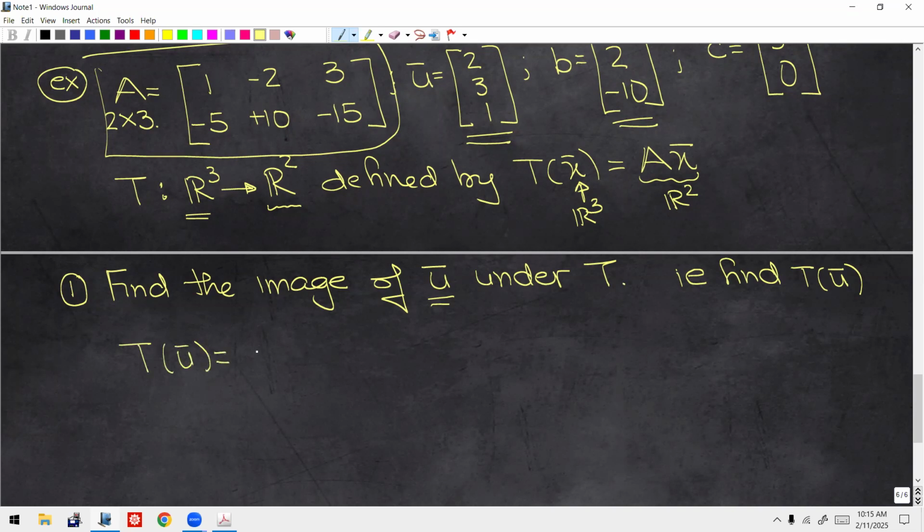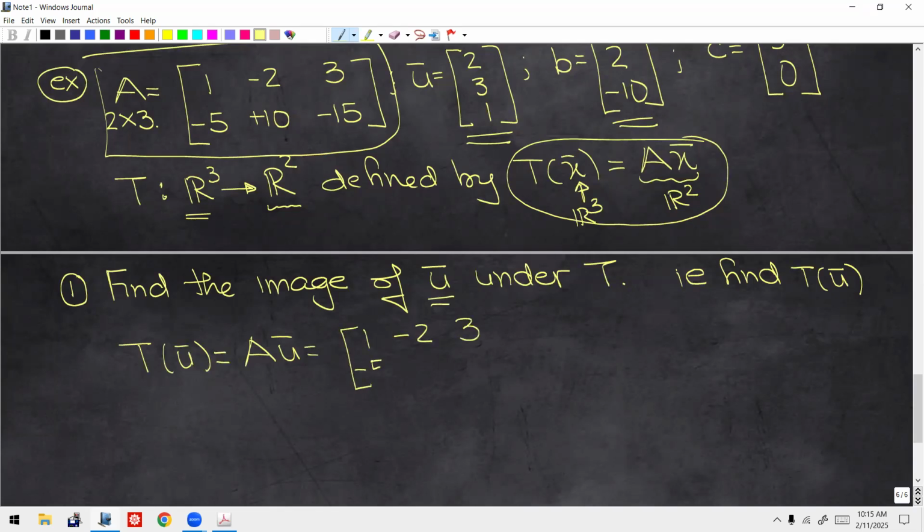what are we going to do? This is how we've defined our transformation. Instead of x, we have U, so you're going to take A times U. We know what A is. A is 1, -2, 3, -5, 10, -15. And we're going to multiply that by U, which is 2, 3, 1. We know how to multiply matrices and vectors. We can use row column multiplication.